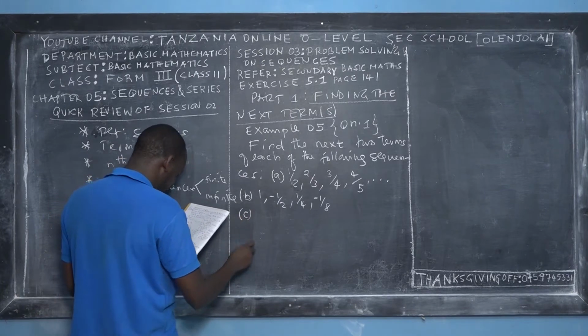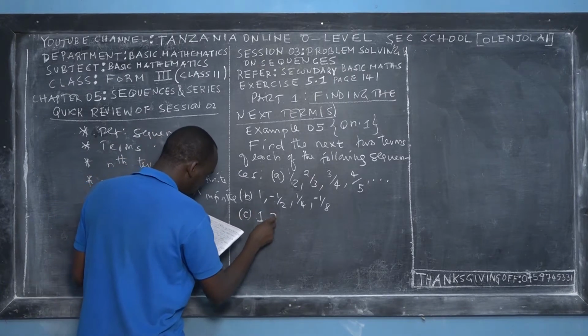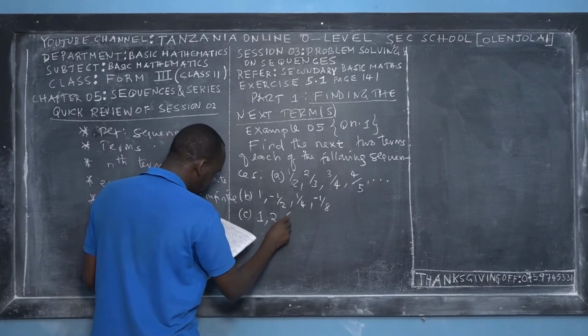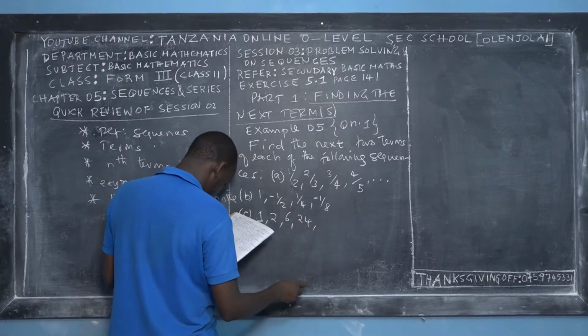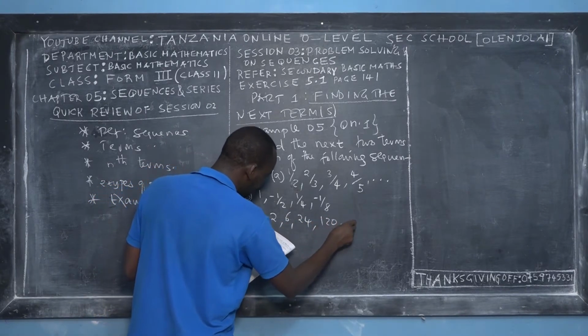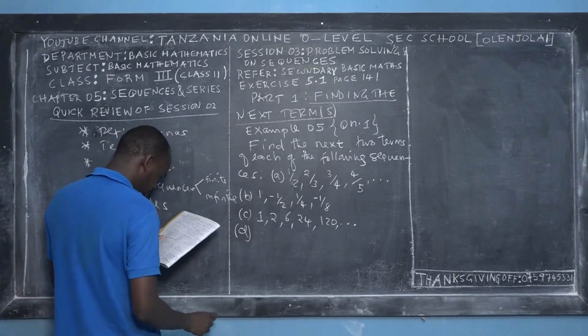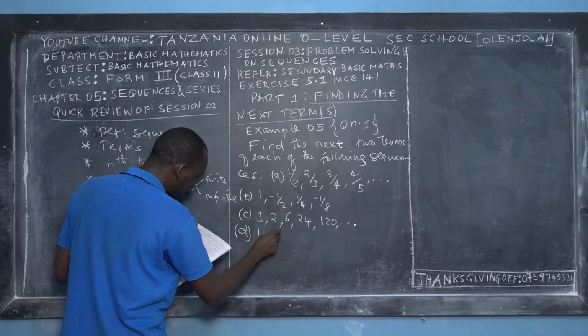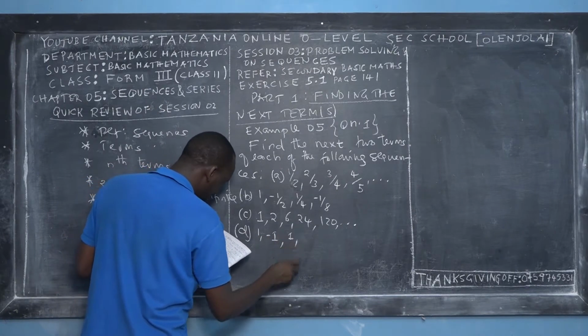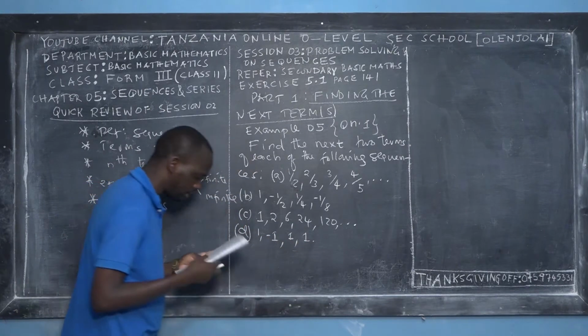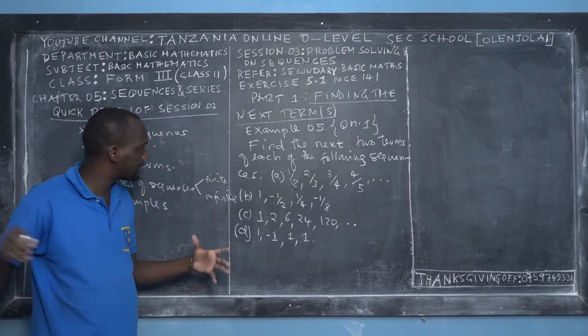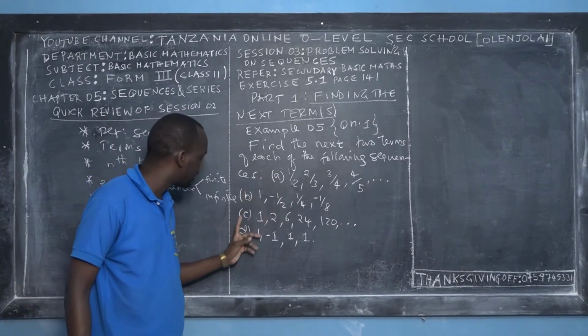Okay? And then we have C. C is a sequence of whole numbers: 1, 2, 6, 24, but no common difference between them. So then we continue and have D. So D, we say that is 1, -1, and then 1, and then we have 1. So that's the question. So how many parts? 4 parts. 1, 2, 3, 4.